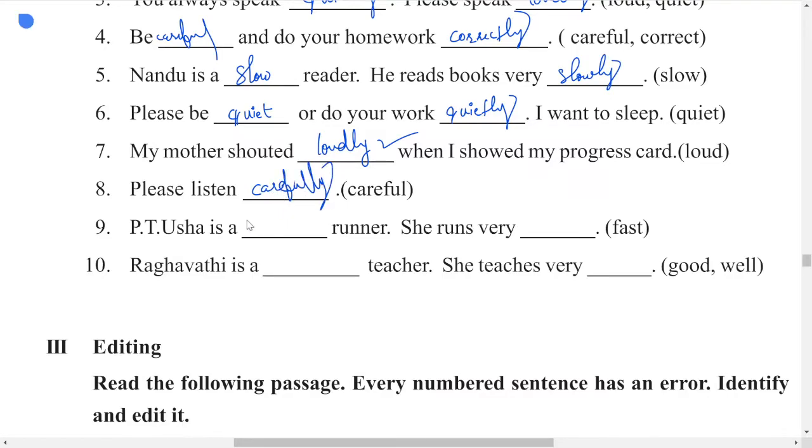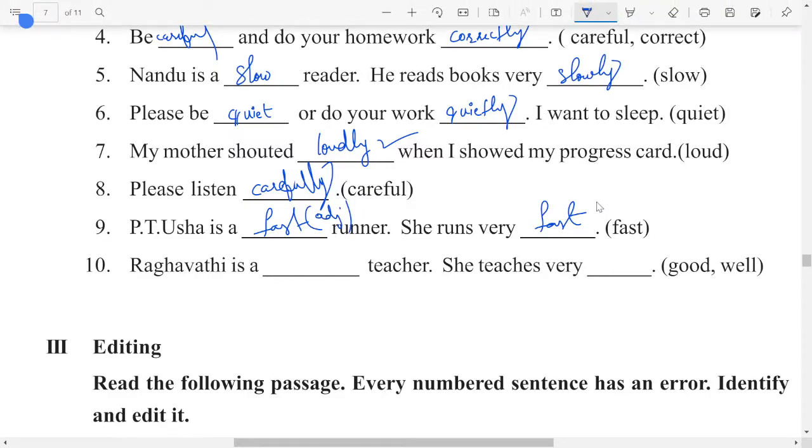Okay, another adverb here. PT Usha is a dash runner. She is a fast runner. She runs very fast. Both of them can be used like this. Here this is adjective, fast, and fast here is adverb. You cannot use fastly. The word fastly itself is not there in English. Fastly is a wrong word. Never ever use that.